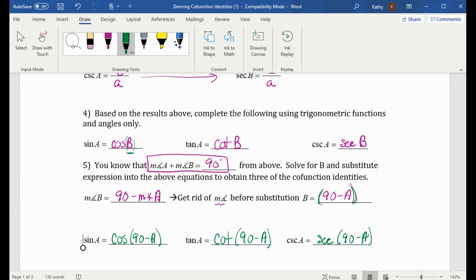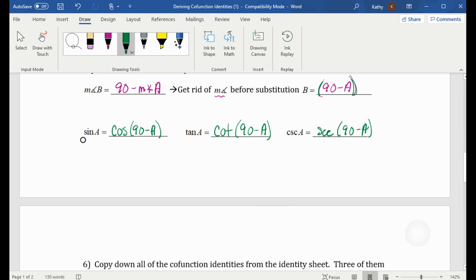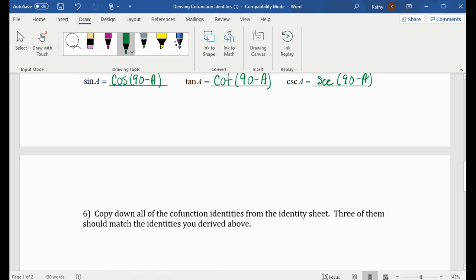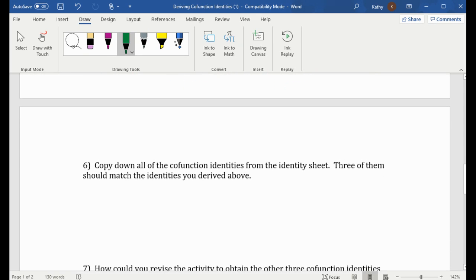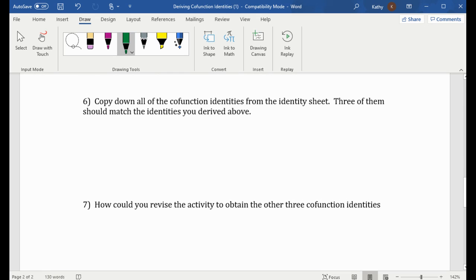Does this work for all functions? Absolutely. So on our next page, in number 6, we're going to go through and write out all of our cofunctions. Let's rewrite these three. And from our identity sheet, we'll get the others.